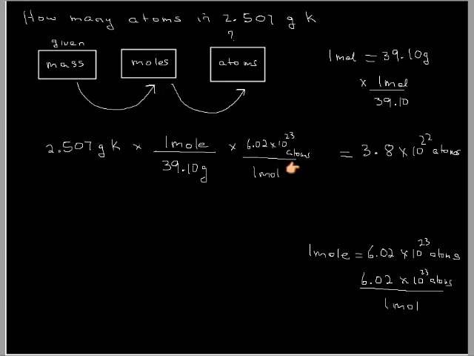Once you've set up your dimensional analysis, it's really unit conversion if you think about it. Then you can cancel out your units. Plug the whole number in your calculator and you'll get 3.8 times 10 to the 22 atoms.